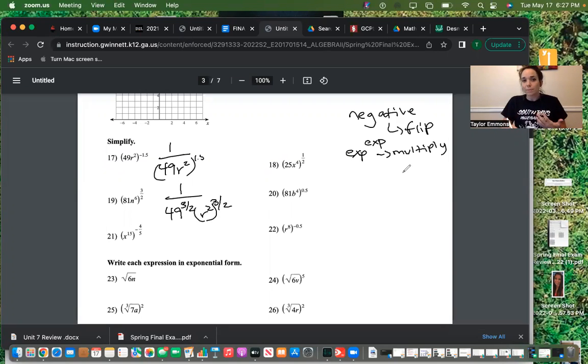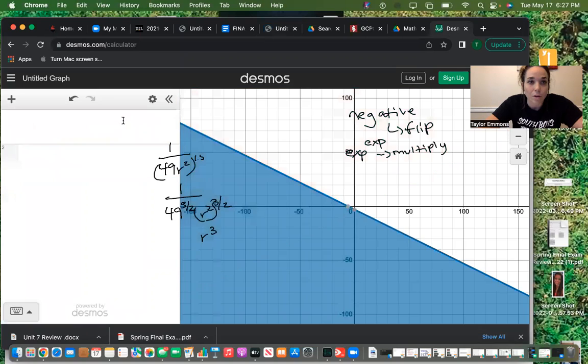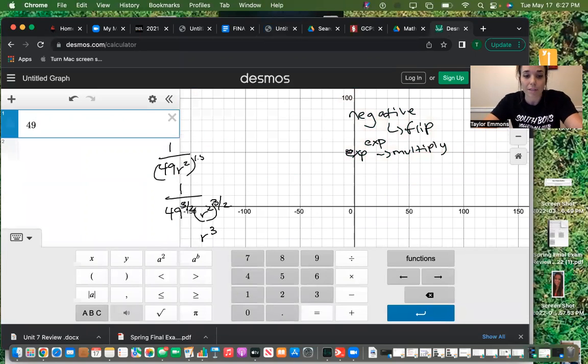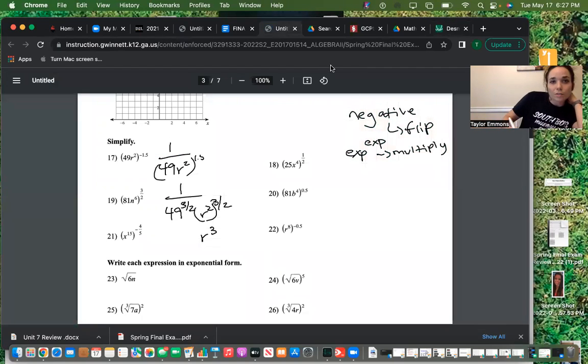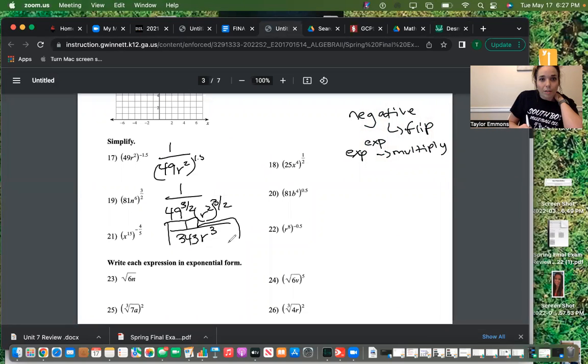And again, we just talked about it: an exponent raised to an exponent means I'm going to multiply those exponents. So 2 times 3 halves is going to give me 3. And 49 raised to the 3 halves, I would go into my calculator and plug this in. I take 49 and raise it to the 3 halves power, and that gives me 343. And remember, this should be 1 over all of that. So that would be my final answer. I know that one's a little tricky.